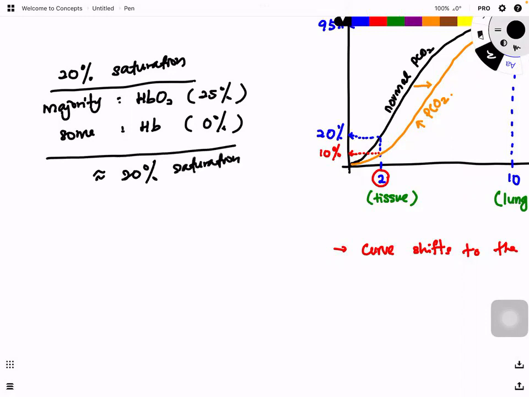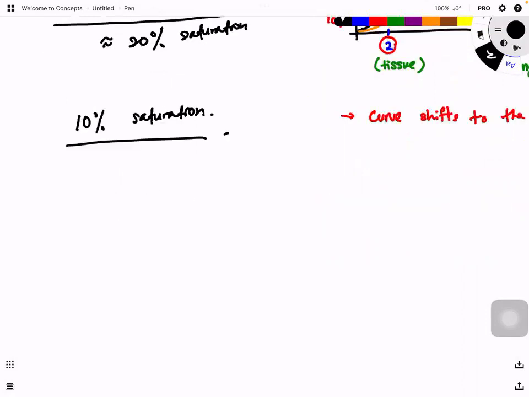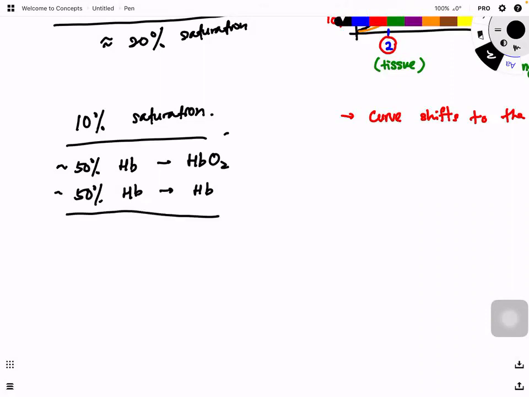Cannot. But now you drop to 10% saturation. So what is ideal 10% saturation? The ideal 10% saturation means that almost 50% of the hemoglobin is HbO2, and another about 50% of the hemoglobin is Hb. Can you see that roughly? About 50%. So therefore, you get the average, because this is 25%, this is 0%. Can I see that? So more than 50%. So in this case, you get a mean roughly about 10% saturation.